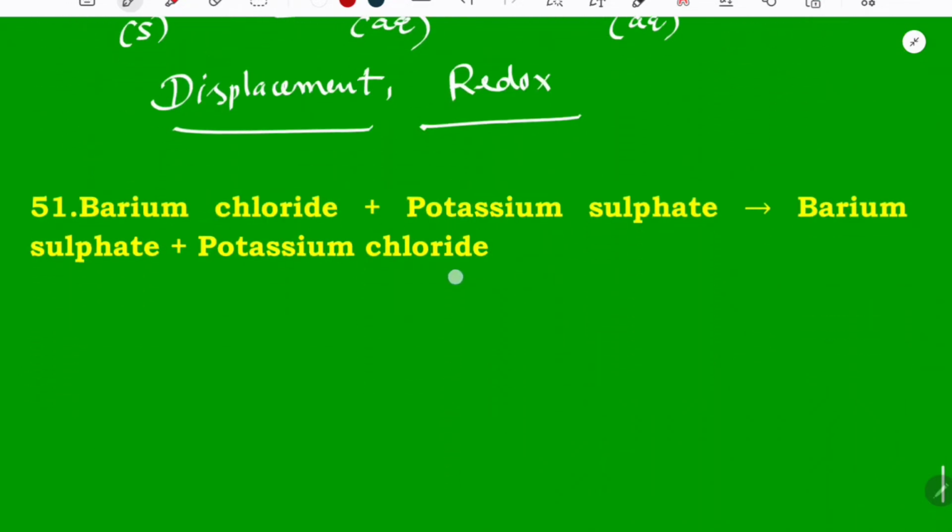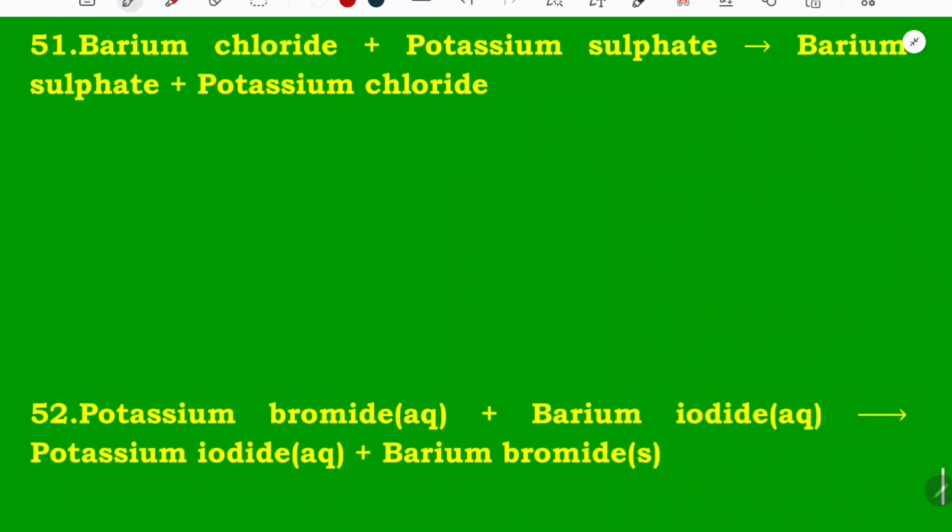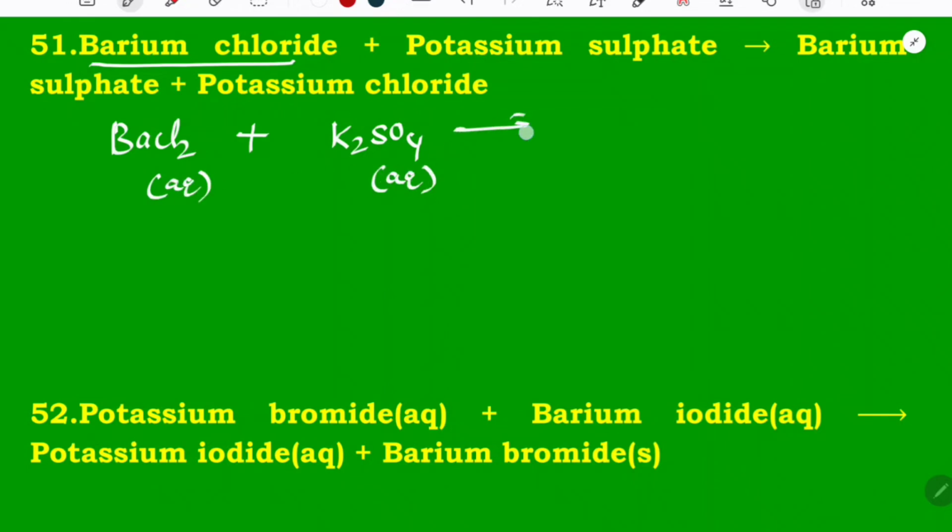Next. So barium chloride. What is the barium chloride formula? BaCl2 plus potassium sulfate K2SO4. Both are in aqueous medium, which means they are dissolved in water. Then they form barium sulfate BaSO4, which is a solid precipitate. Then potassium chloride, 2 KCl, which is aqueous.